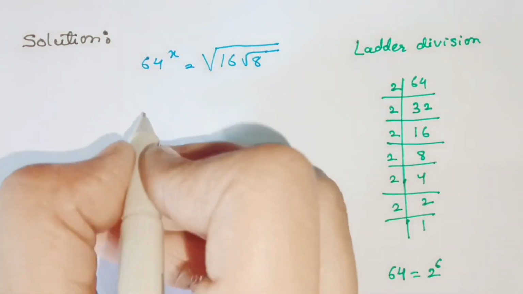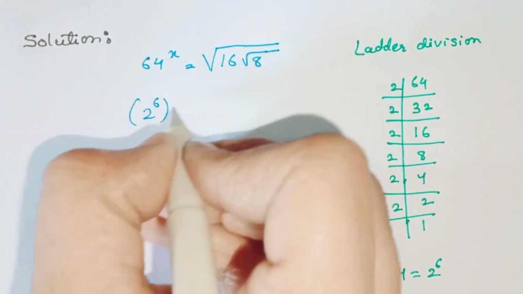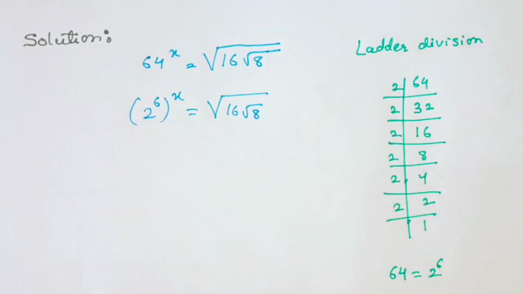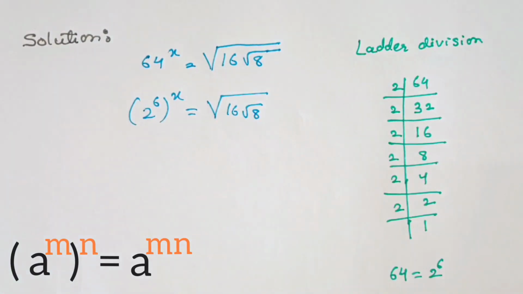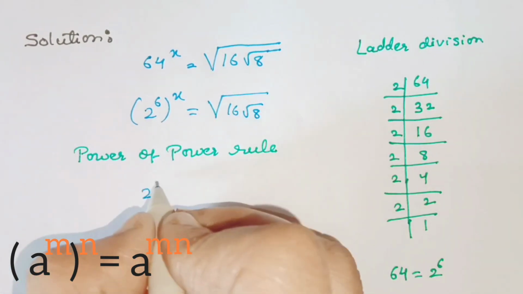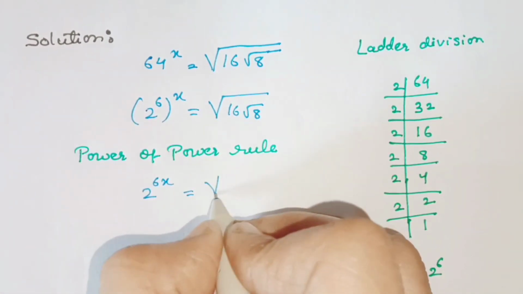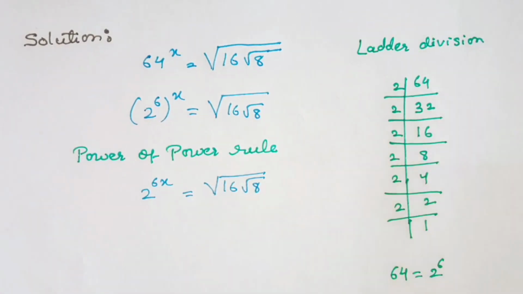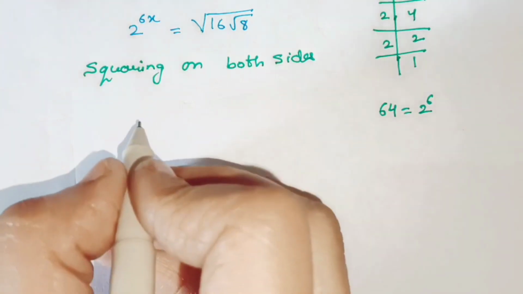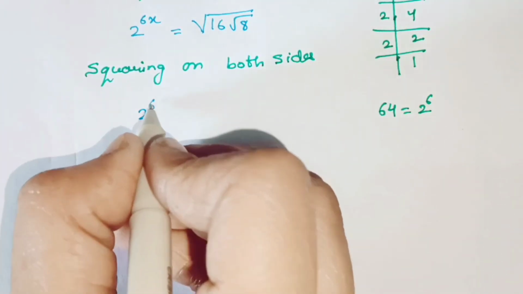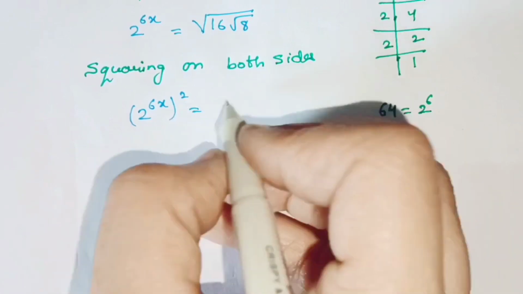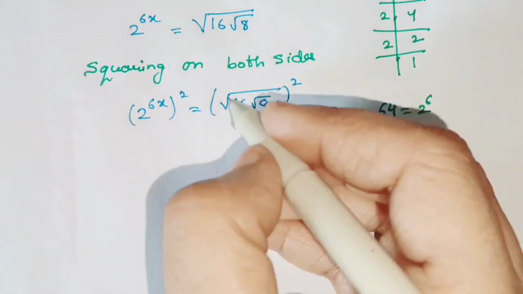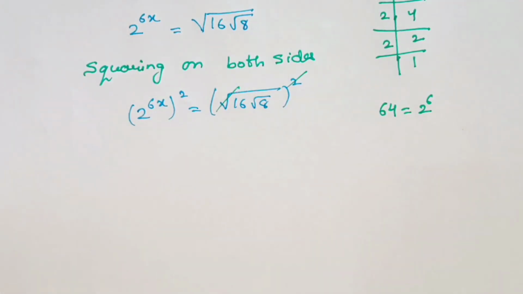Therefore, our equation will become 2 raised to 6 whole raised to x is equal to RHS as it is, that is root of 16 into root 8. Now here we apply the power of power rule. So this will become 2 raised to 6x is equal to the square root of 16 into root 8. To remove this square root, let's do squaring on both the sides. So we get 2 raised to 6x whole square is equal to root of 16 into root 8 whole square. So this square root gets cancelled.